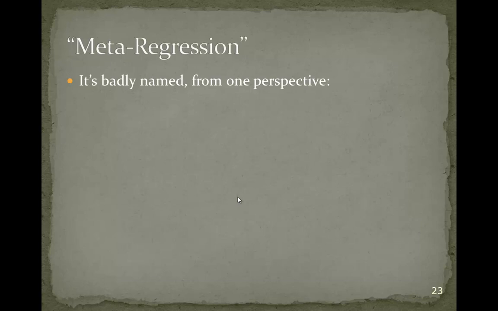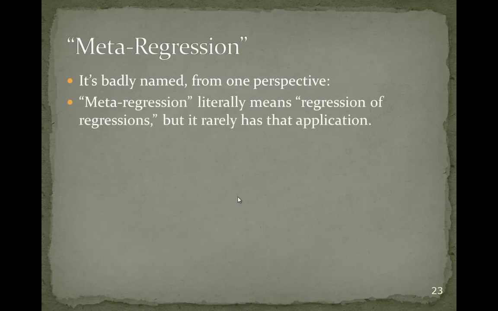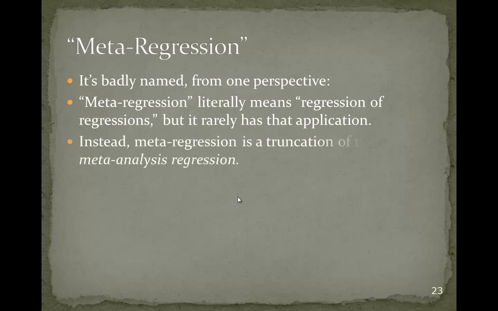Meta-regression has them. At least from one perspective, you can argue it's badly named. Meta-regression literally means regression of regressions, but it rarely has that application. Just like meta-science is science of science, and meta-analysis is analysis of analyses. So meta-regression is kind of silly because it rarely is the case that you are regressing regressions. I'm not even sure I've actually seen that done. I think in theory it could be done, but it's extremely rare.